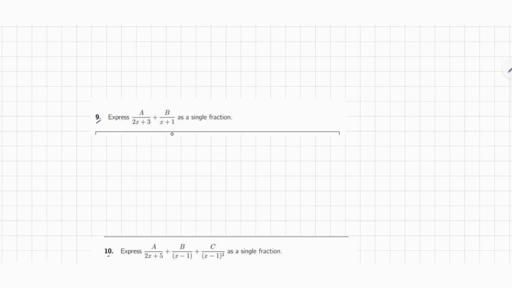Question number 9 requires us to do the same. We have to express this as a single fraction. Here too, we can cross multiply to get a common denominator. So we have a times x plus 1 plus b times 2x plus 3 over 2x plus 3 times x plus 1.